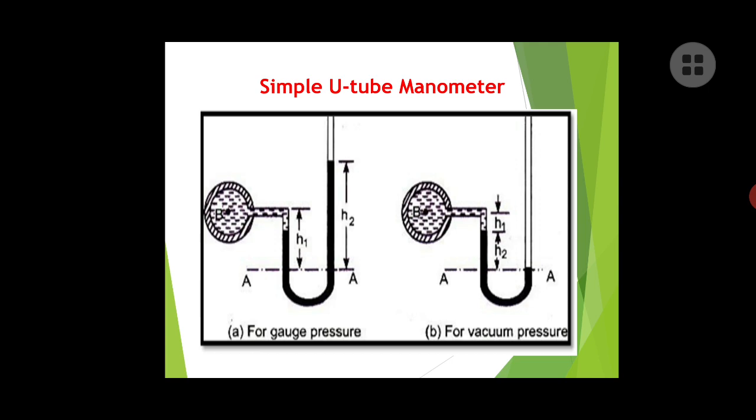Let S1 be the specific gravity of the liquid flowing through the pipe, and S2 the specific gravity of the manometric liquid. Whenever liquid flows through the pipe, it creates a difference: H2 will increase and H1 will decrease. For vacuum pressure, both lie on one side, so due to that the pressure rises or decreases. Let AA be the datum line. So let's start.